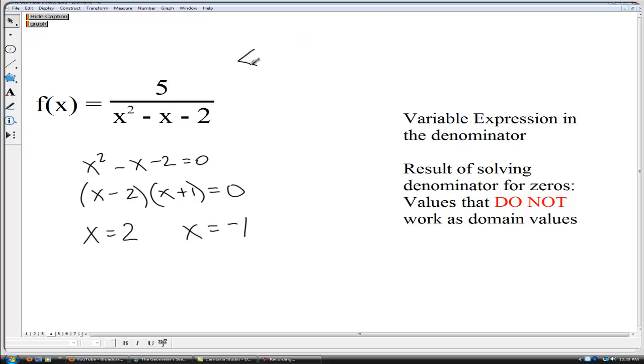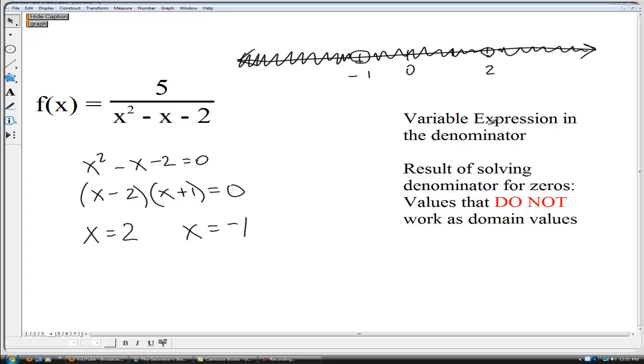So what we now have, if I were to graph this out, is here's my 0 point, here's 2, here's negative 1. This tells me that this value does not work in the domain because when I input into the function, I get a 0 denominator which is undefined. Same thing happens here. So what this implies is that everything else will work. All of these values, all of these values, and all of these values.